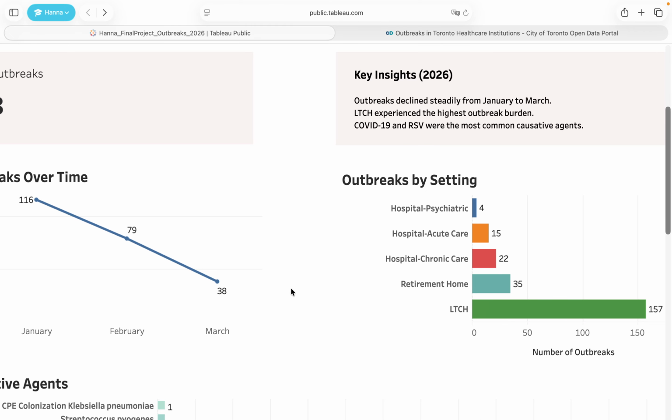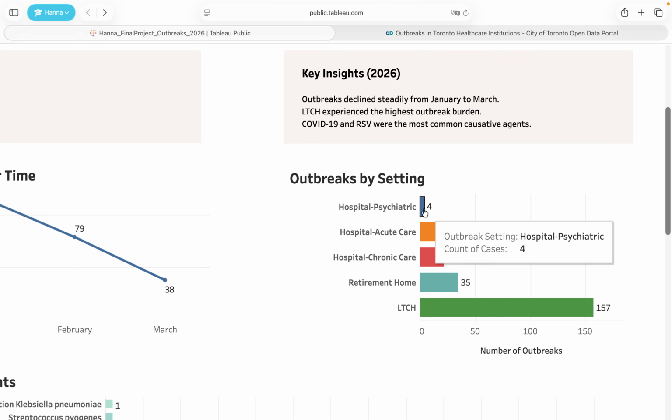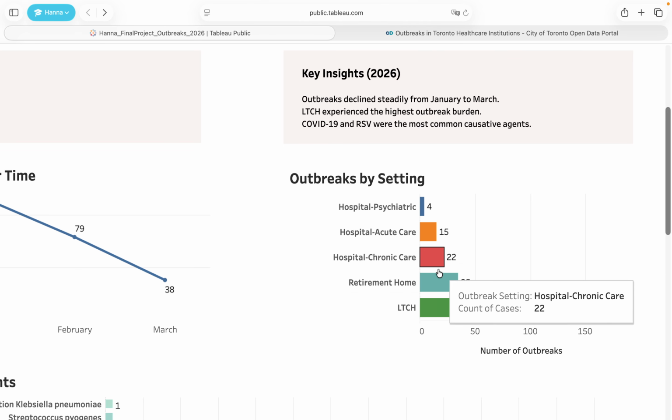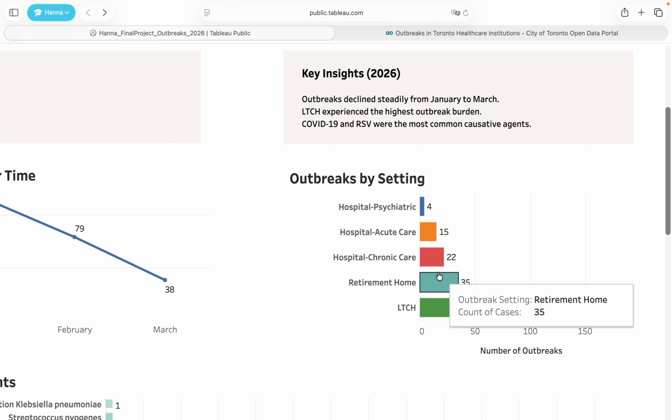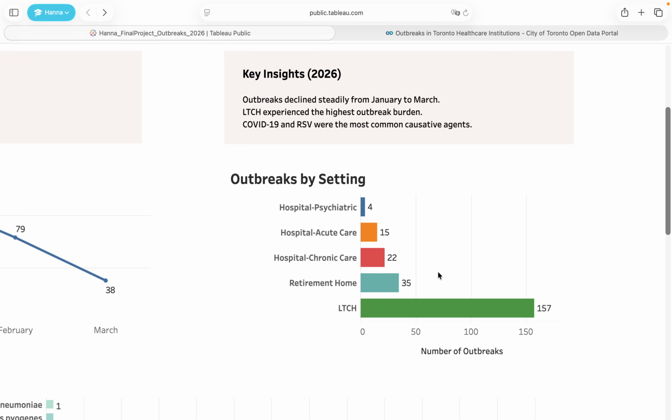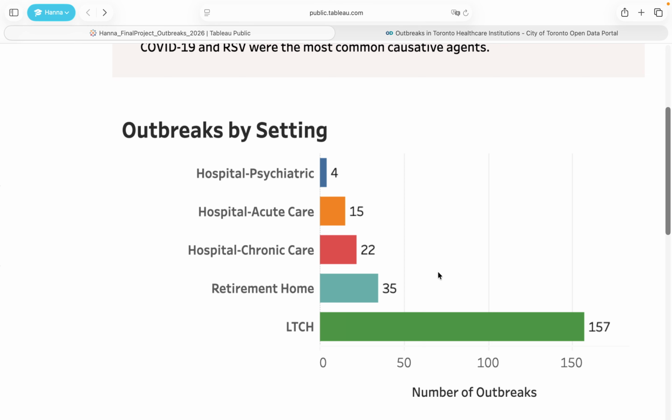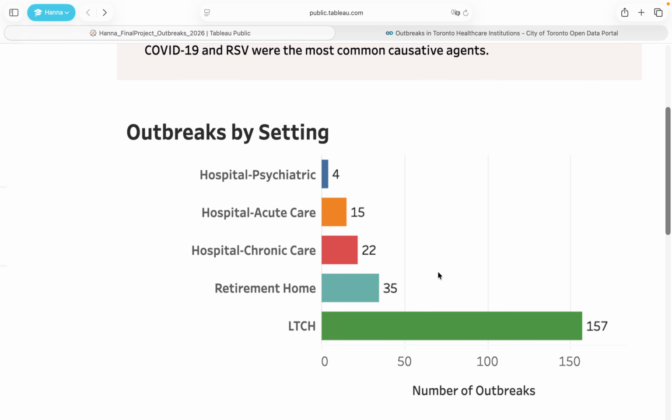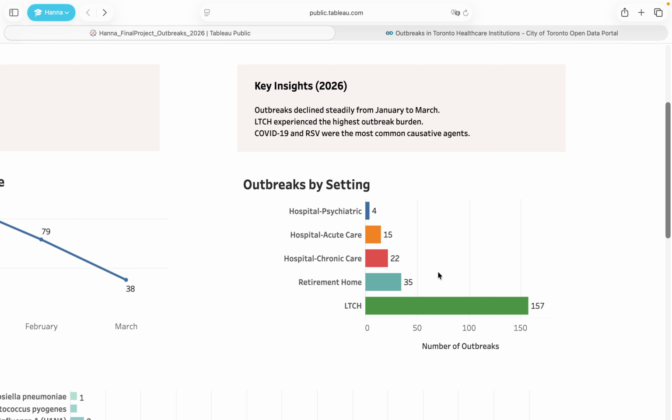As you can see, in contrast, hospitals show fewer outbreaks overall. This is likely related to stricter infection prevention protocols, routine screening, and better access to isolation spaces and protective equipment. So, in comparison, this highlights how outbreak risk varies significantly depending on the type of healthcare environment, and it reinforces the importance of targeted infection prevention strategies, especially in congregate care settings.